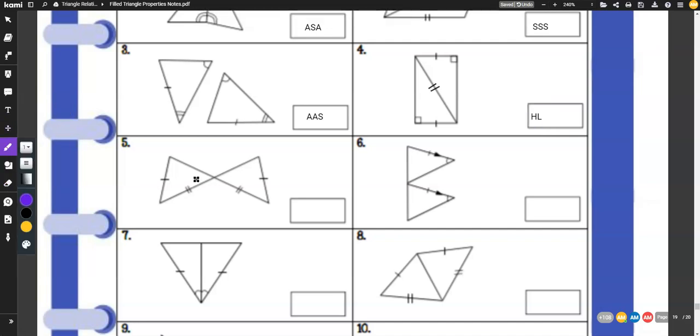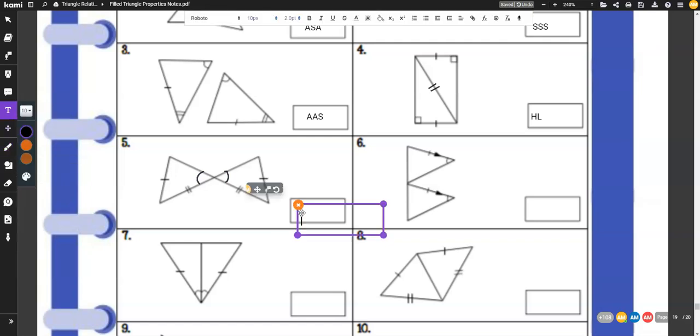Number 5. Now it looks like it's only given us 2 sides, but we need to remember these are vertical angles right here, and those are congruent. However, this is angle, side, side. Remember, there is no angle, side, side. It does not work. So we're going to say none here. These are not proven. Does that mean they are not congruent? No. It means we cannot prove them congruent.